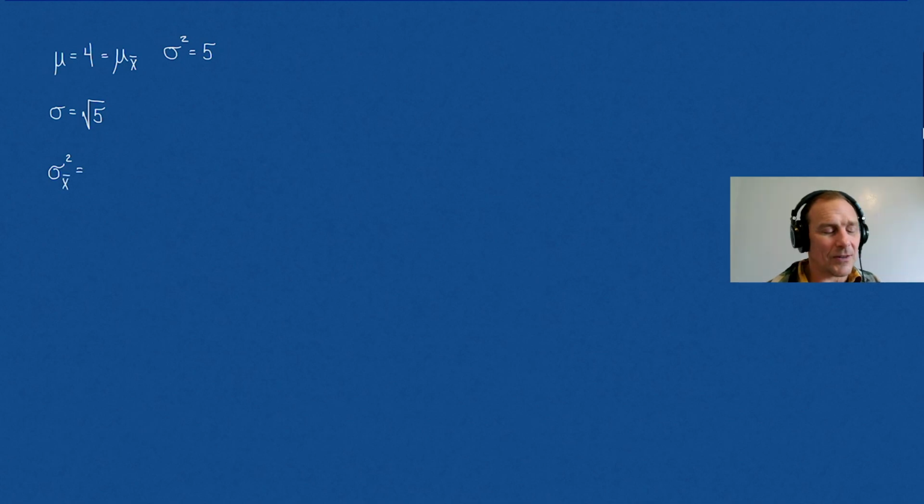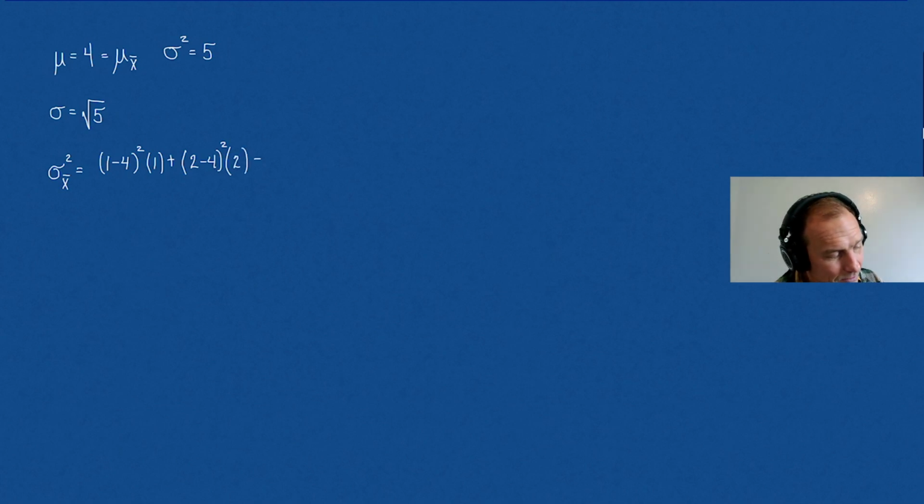So what we do is this. We say, okay, our first data value was a 1. We subtract the mean of 4, we square it, and then it occurs 1 time, so I'm going to multiply it by 1, plus. The next data values were 2's. Subtract the mean of 4, we square it, and we multiply by the number of 2's, which there were also 2, plus. Our next sample means were the 3's.